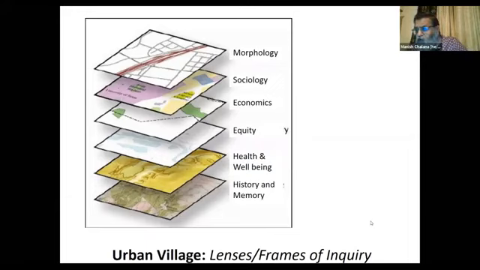The fourth is equity, because these are neighborhoods that offer affordable housing to a vast urban poor population in the cities, right? In that regard, they're equitable. But then again, they're not fully equitable, because these are also places of oppression where landlords exploit the urban poor. So there's a lot of complexity in that lens as well.